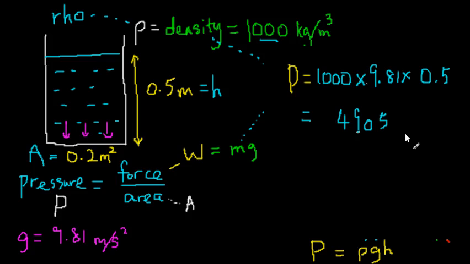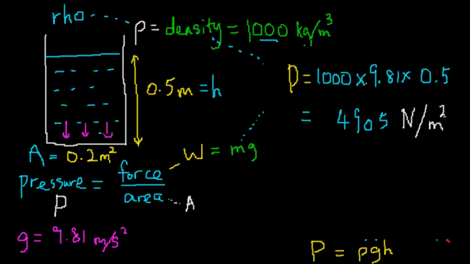Now the unit for pressure. Let's see if we can work this out from the formula for pressure. Pressure is force over area. We know that the unit for force is Newton, and the unit for area is meter squared. So Newton over meter squared. So that's one way to write the unit.